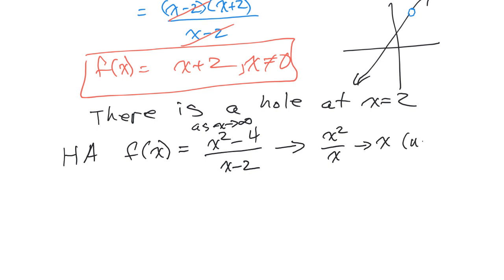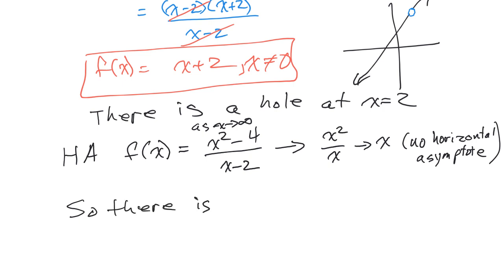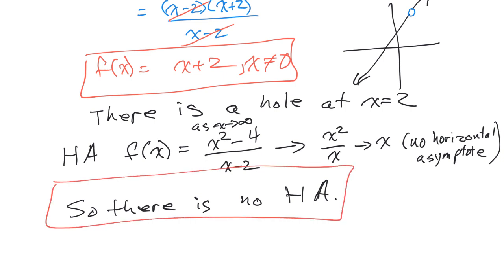So there's no horizontal asymptote. That's all it is. There's no horizontal asymptote in that case. So there is no HA for our problem. But later on we'll find out that this could be a slant asymptote. So just make sure that you highlight this information, and then we'll move on.